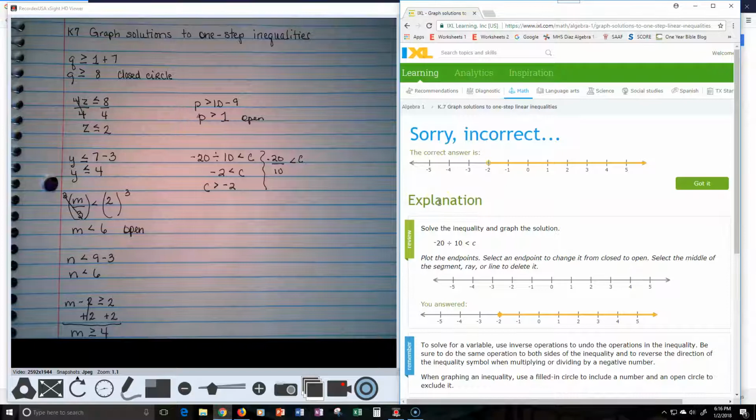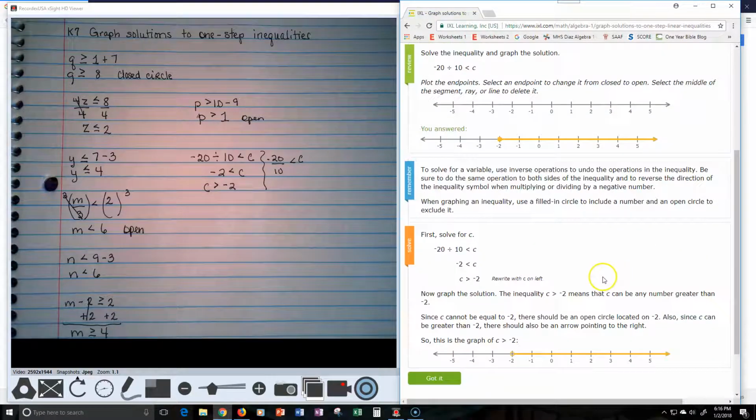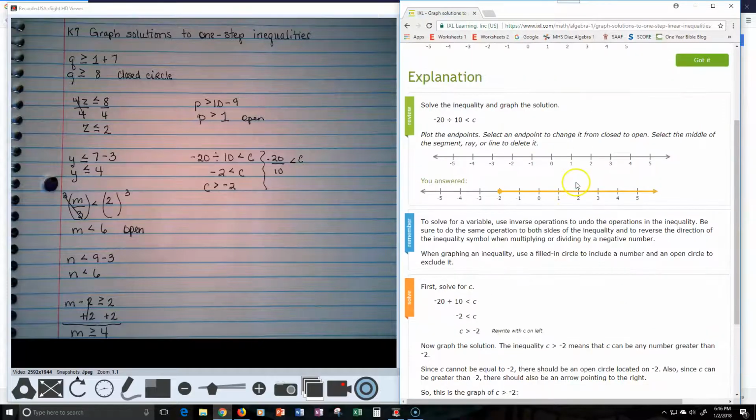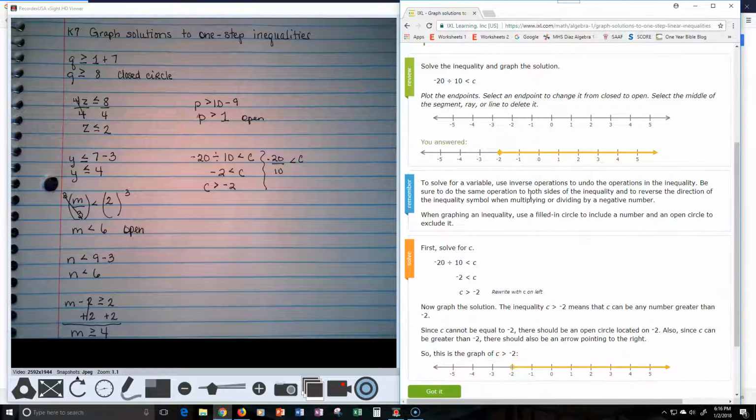I forgot to open the circle. I knew the circle was open. I forgot. Okay, well, even teachers make mistakes too. See, I forgot to open the circle. So guys, when you get this, please make sure that you read it. It is there for you.